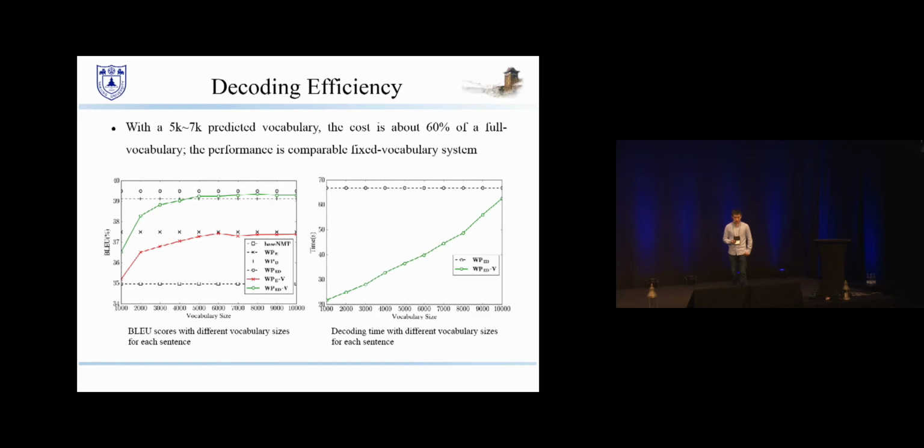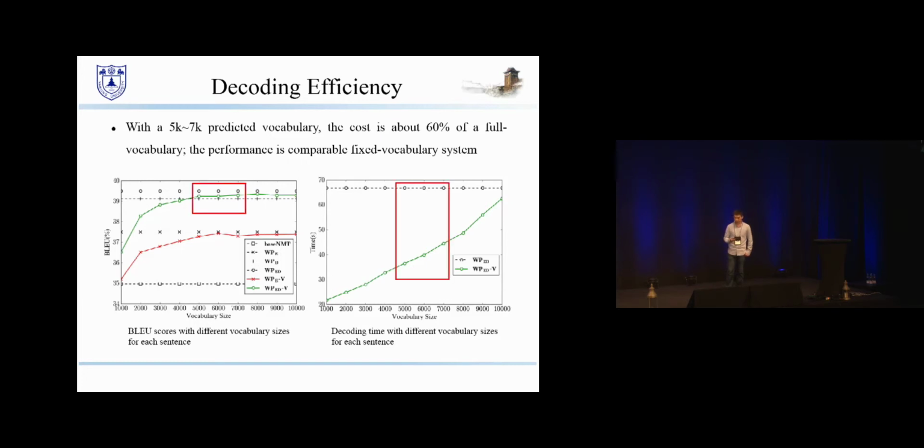This experiment shows the efficiency improvement from the word predictor. The chart on the left is the change of translation quality with the changes of vocabulary size, and the chart on the right is the change of decoding time with the change of vocabulary size. The dotted line is the translation quality and the decoding time in the fixed vocabulary.